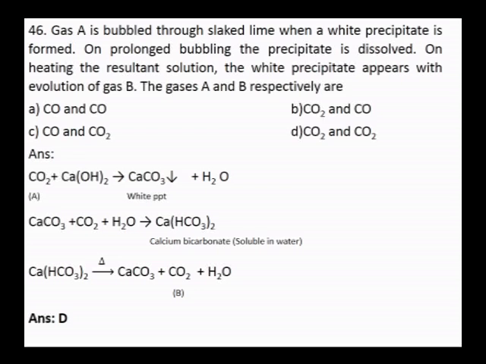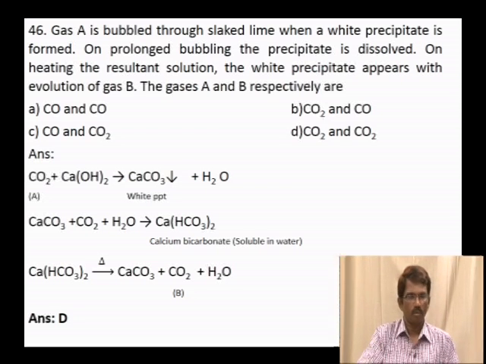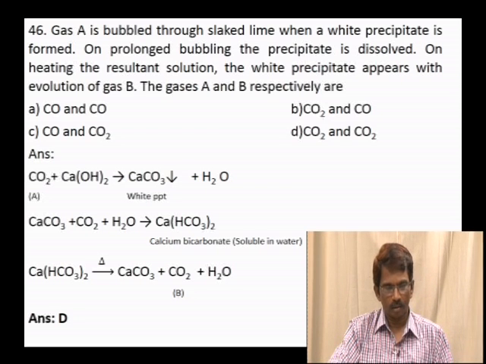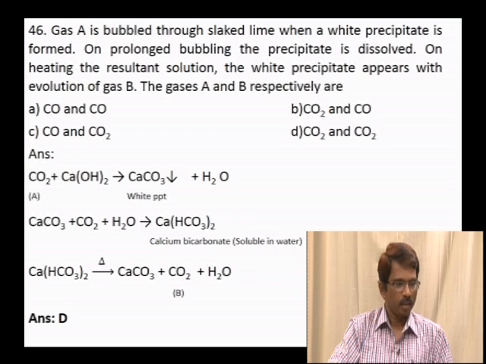In question number 46, gas A is bubbled through slaked lime. A white precipitate is formed, and on prolonged bubbling the precipitate dissolves. On heating the resulting solution, the precipitate appears back with the evolution of gas B. The gases A and B respectively are. The options are given as CO and CO, CO2 and CO, CO and CO2, CO2 and CO2.